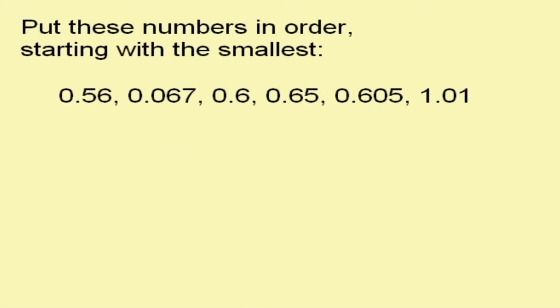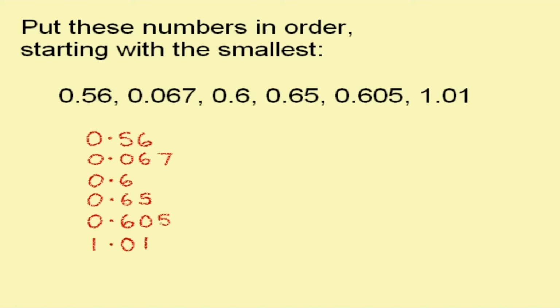Now here's a more typical looking exam style question. I want to do the same thing with these, put them in order. I'm going to start by lining them up. Notice how I've lined up the decimal points. Now I want each of them to have the same number of digits. So in any gaps like here, I'm going to add zeros.